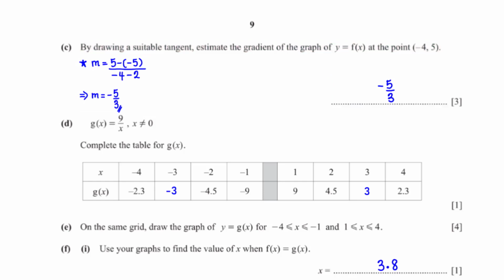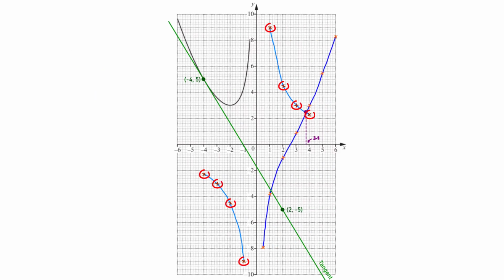g of x equals 9 over x, where x cannot be equal to 0. Complete the table for g of x. When we plug in x equals -3 into the equation, we get y equals -3. For x equals 3, we get y equals 3. On the grid, draw the graph of y equals g of x for x greater than or equal to -4 and less than or equal to -1, and x greater than or equal to 1 and less than or equal to 4. On the grid, we plot the points in the table and connect the points with a smooth line.